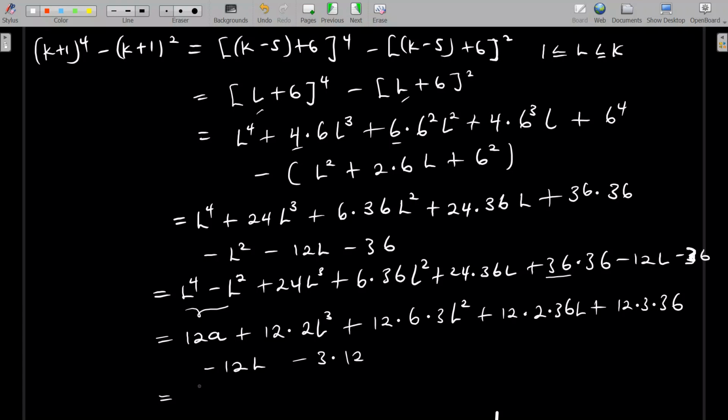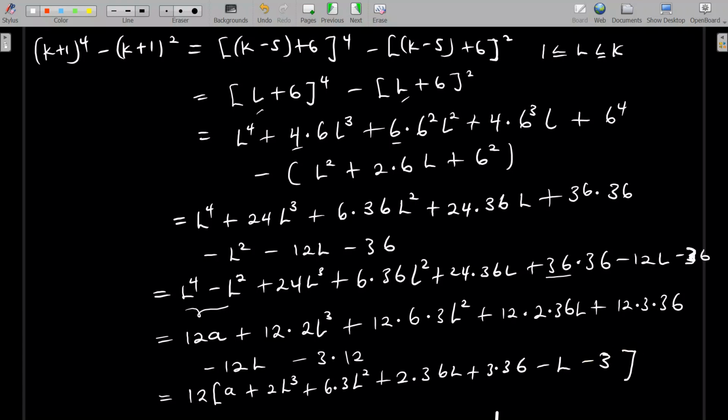So this is going to be 12 into a plus 2l cubed plus 6 multiplying 3l squared plus 2 multiplying 36l plus 3 multiplying 36 minus l minus 3. Notice I factored 12 from each one of these terms. So all of these, if I add them, I'm going to get a number, an integer which is non-negative.